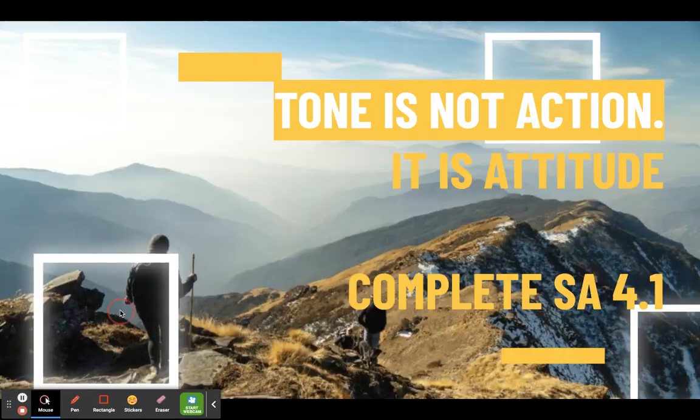All right. So just remember, tone is not an action, it's the attitude that the author is portraying. Go ahead and work on SAW 4.1. You're being tested on people, events, ideas, and how they interact, as well as key terms and tone.